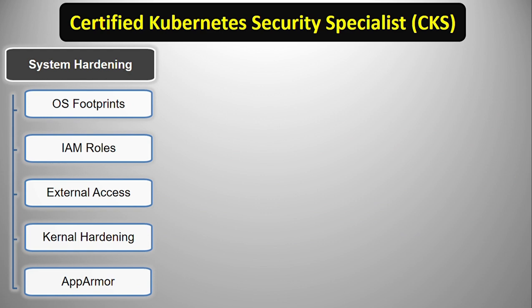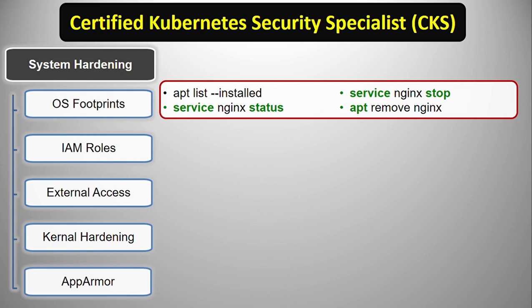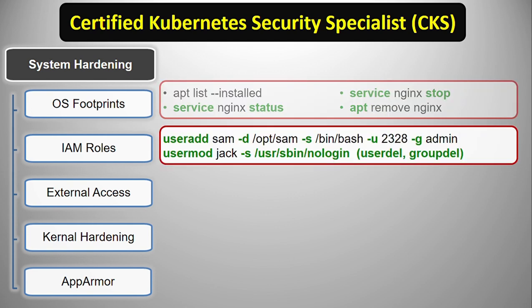To reduce OS footprint, first we can check the installed packages through the apt command, then check the service status, then we can stop and ultimately remove the package through the command shown on the screen. For minimizing identity and access management roles, we can use the useradd and usermod commands. The first command creates a user Sam, assigning a working directory, shell access, user ID, and group. The second command is used to deny shell access to user Jack.